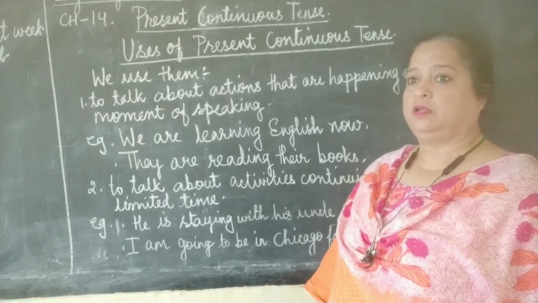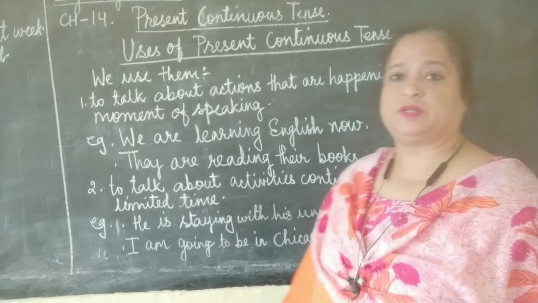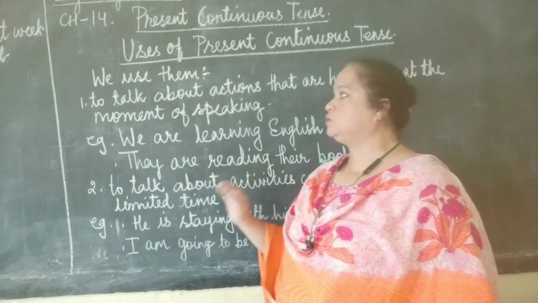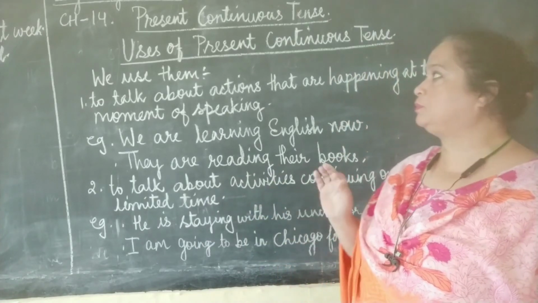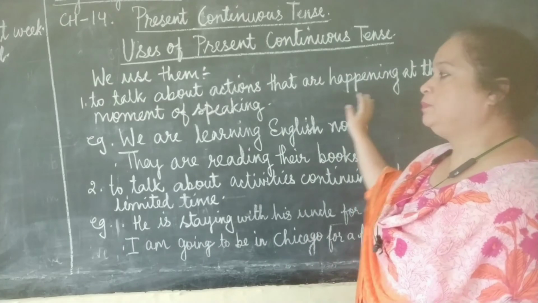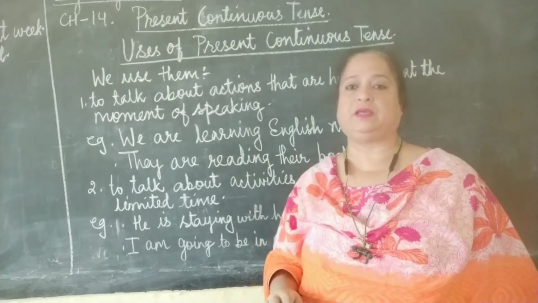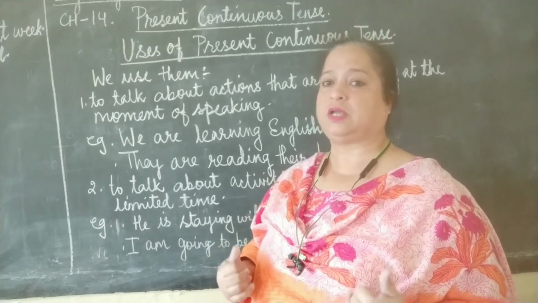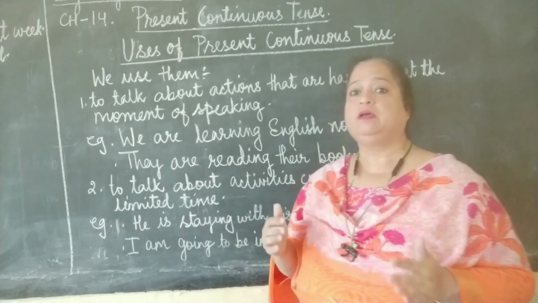Now children, let me explain the uses of present continuous tense. So where do we use them? We use the present continuous tense when we talk about actions that are happening at the moment of speaking. So what is the action right now? I am teaching. This is the action that is happening right now.